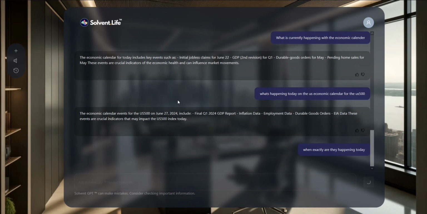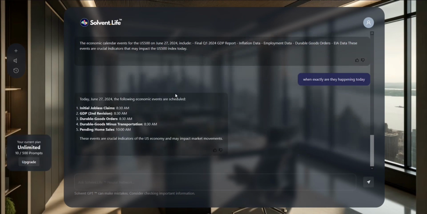What you're doing here essentially is getting a bit of insight on what's happening in the markets every single day, and you can do this every single day when you get onto Solvent GPT. You can see it's given me the entire schedule today, what's happening and when exactly it's happening, in US time. So we have the initial jobless claims at 8:30, the GDP at 8:30 as well, durable goods.